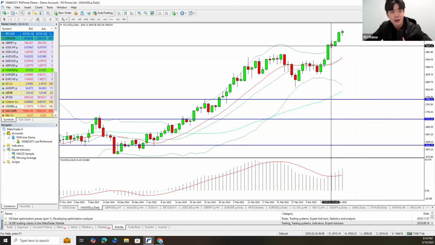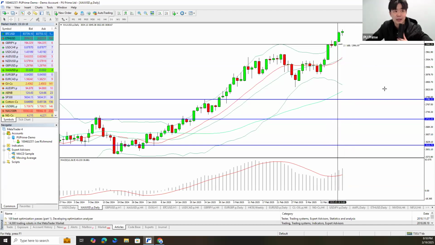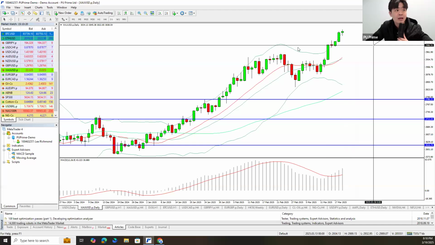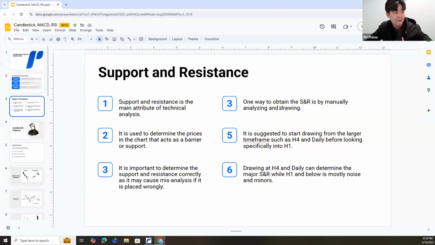This is an example of the candlestick patterns that we are going to discuss later. This is what we call the doji candlestick. Normally when a doji candlestick has been formed, it tends to drop back, but here it suddenly rebounds. This is why it's quite important for us to combine the candlestick pattern with support and resistance levels, which we will also be discussing later.